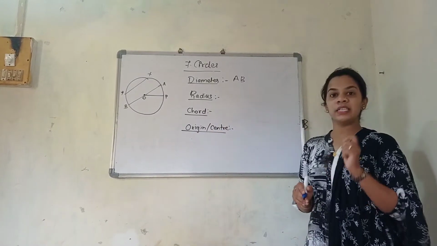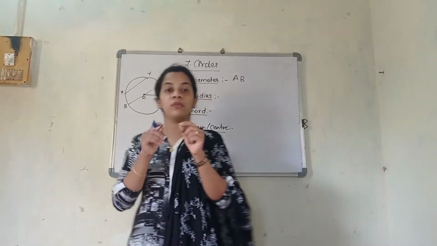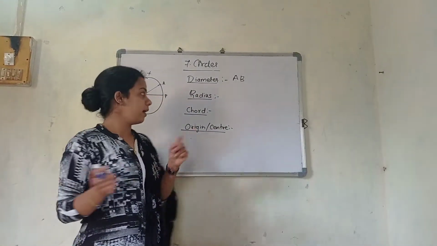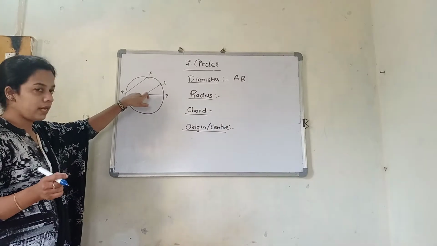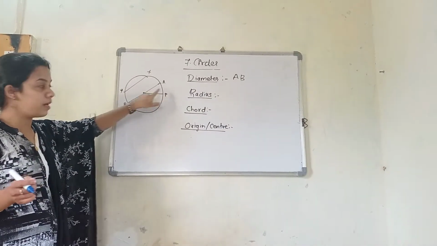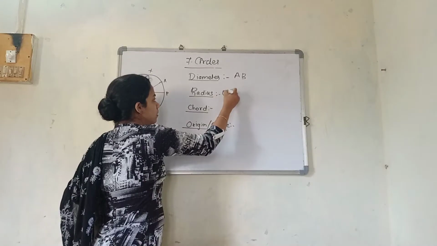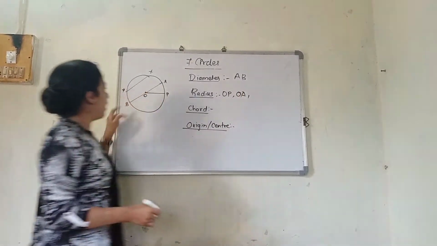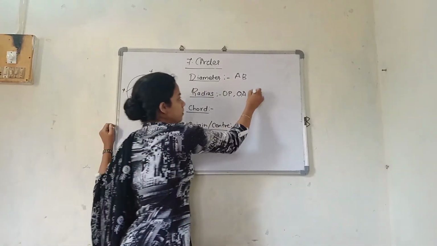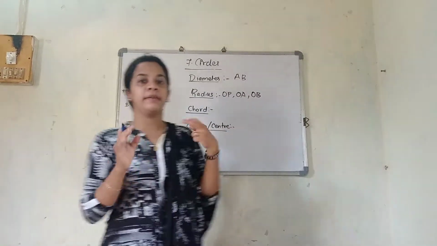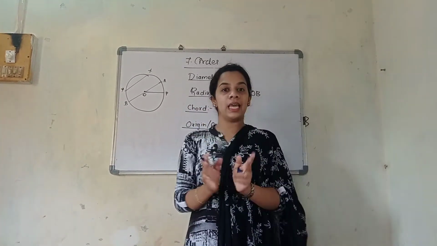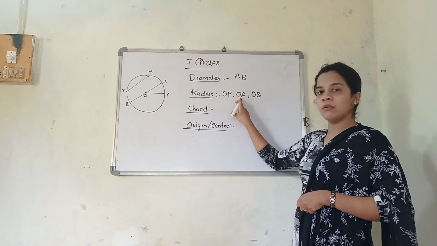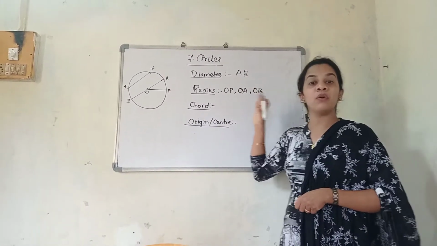Now, which is the radius? Radius is that part which comes from the center and touches the circle at the other end. For example, if you can see, it comes from the center and it touches the circle at the other end. So OP is the radius over here. OA is the radius and OB is the radius. Always remember one thing, the radius of the circle is the same everywhere. For example, if OP is 3, OA will also be 3, OB will also be 3. They will not be different.